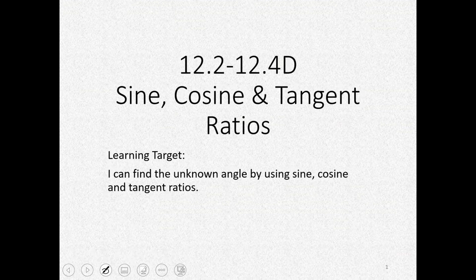So today we have to go on with the trigonometric ratios. And now please take out your class workbook to copy down today's learning target. I can find the unknown angles by using sine, cosine, and tangent ratios. So today we are focusing on the angle instead of the lengths.